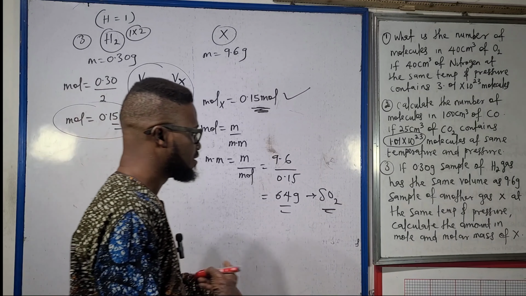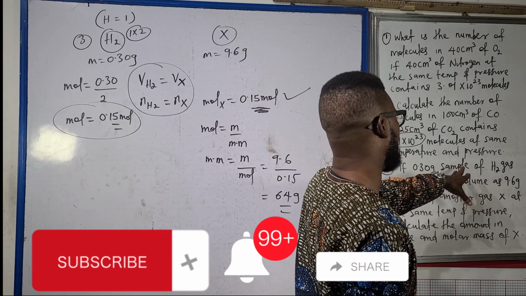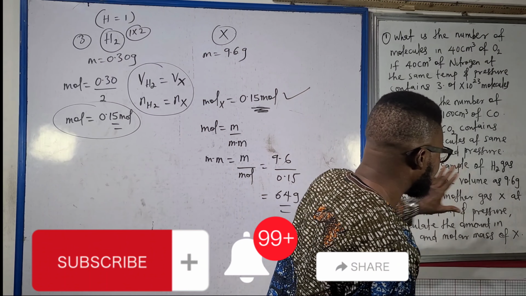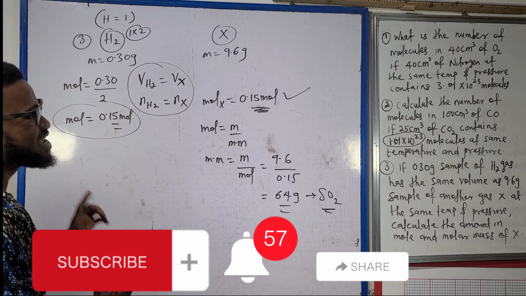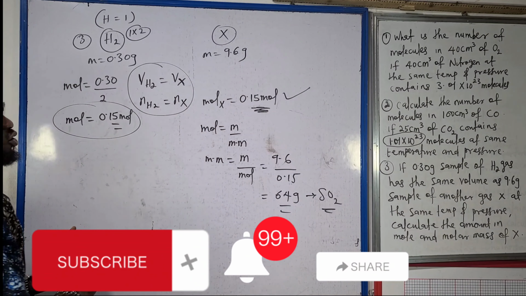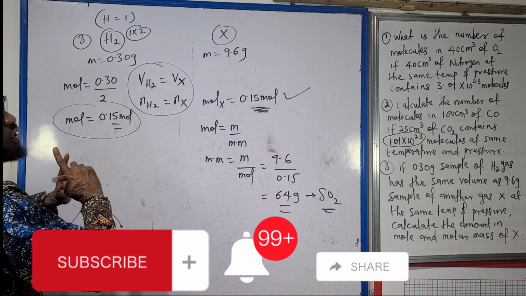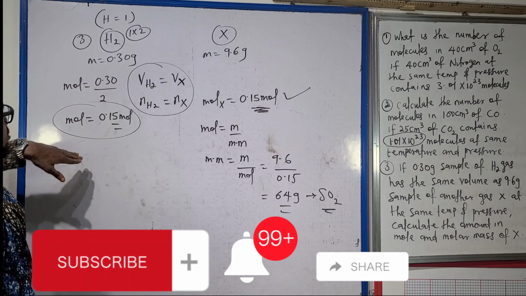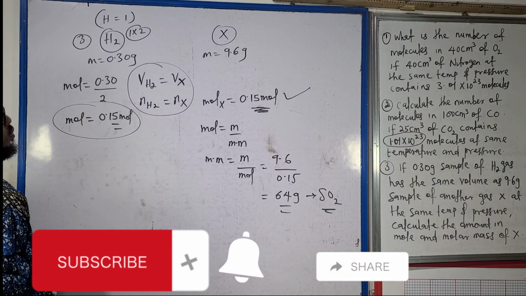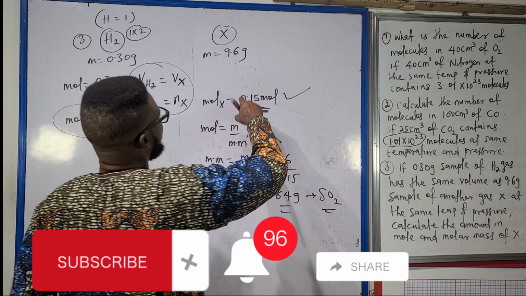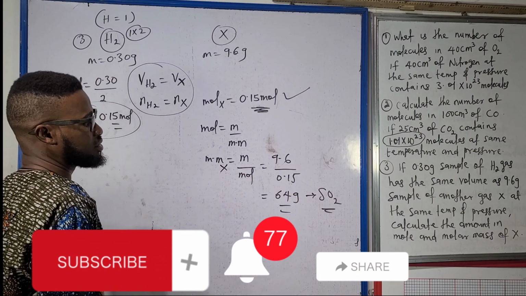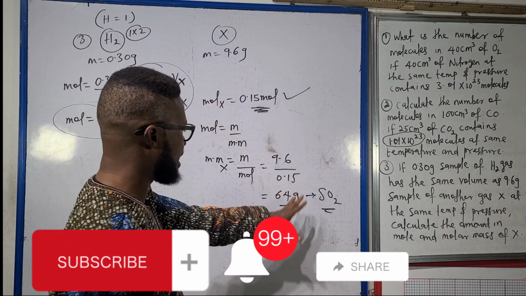Look at the question very well. 0.30 gram sample of hydrogen gas has the same volume as 9.6 gram, and that is where the point is, the same volume. If the volumes are the same, then the number of molecules they contain must be the same. If the number of molecules are the same, it means the number of moles is the same. So since they mentioned hydrogen, I was able to calculate the mole of hydrogen, and that is also the mole of gas X. So I've gotten that, and it's very easy for me to get the molar mass of gas X. And that ends that.